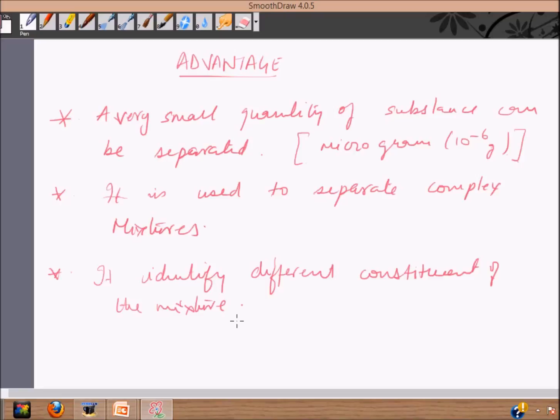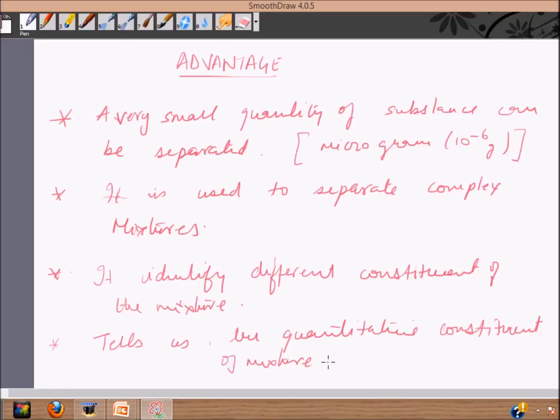And it also helps in quantitative estimation of ingredients of the mixture, right? It tells us the quantitative constituents of the mixture. And yes, it is used to purify a number of industrial products also.